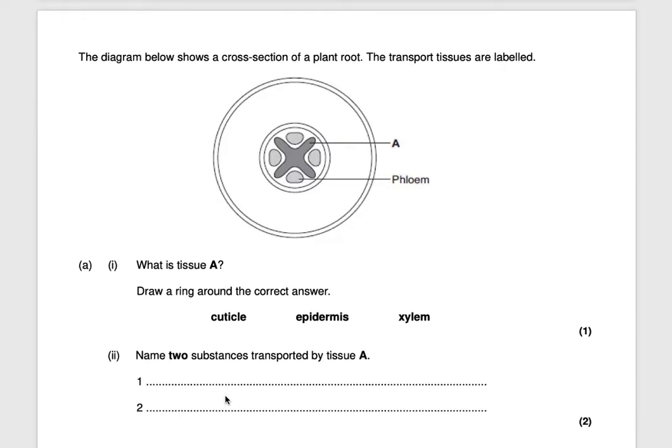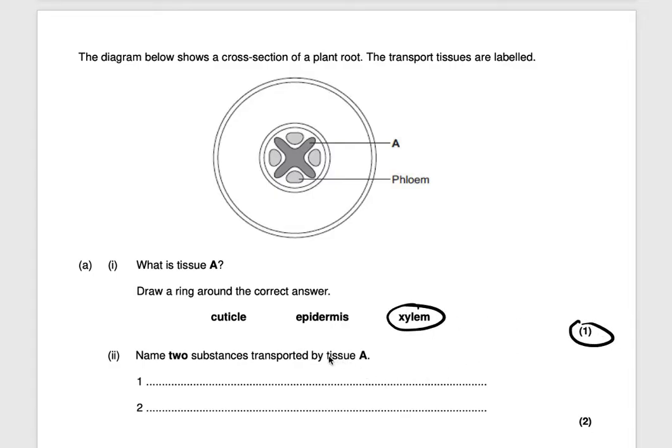Next question. The diagram below shows a cross section of a plant root. The transport tissues are labeled. What is tissue A? So we know that this is the xylem. Structure A is going to be the xylem for 1 mark.